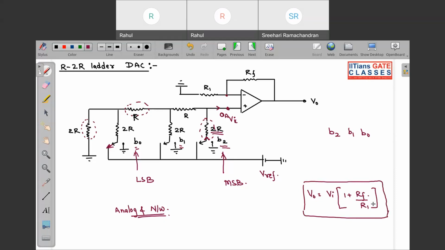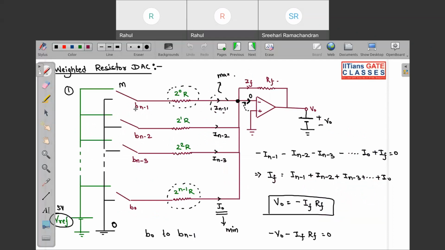Is this clear? I cannot solve this over here, because if we take questions of this type, it will take a lot of time. Such kind of question will be asked in GATE, but in PSU exams this will not be asked. The only thing they might ask you is, what is the advantage of R2R ladder over your weighted resistor DAC? You need to say that the circuit here is not that complex compared to the weighted DAC. Why? Because here we are only using two types of resistance, and there we were using n number of resistances.